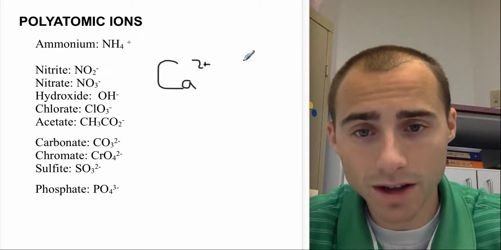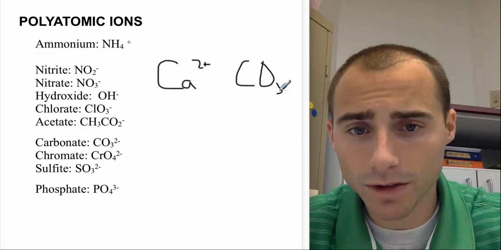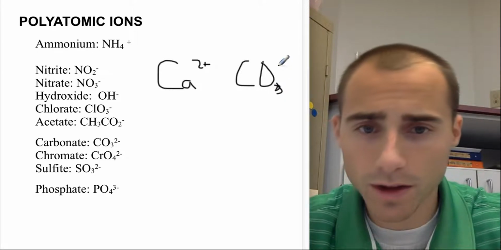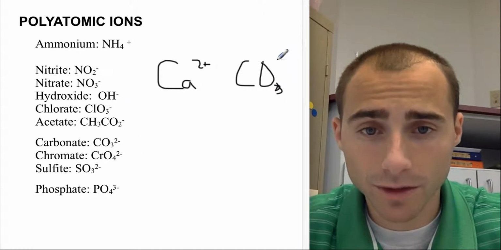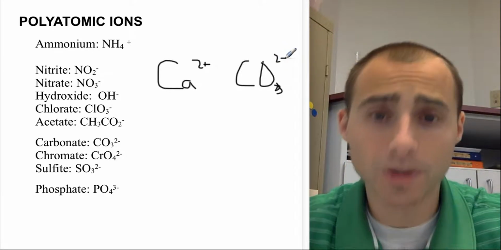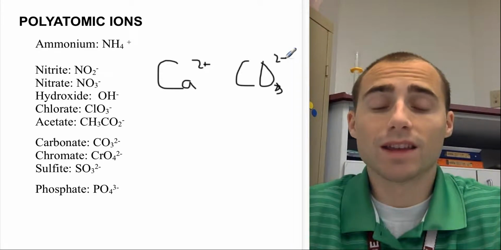Oh, CO3. And what's its charge? That's a 3, I promise. CO3, 2-. So I put my 2- right here. Okay, now how in the world do I solve this and put this together? Well, crisscross. The same exact thing you did for regular ions.